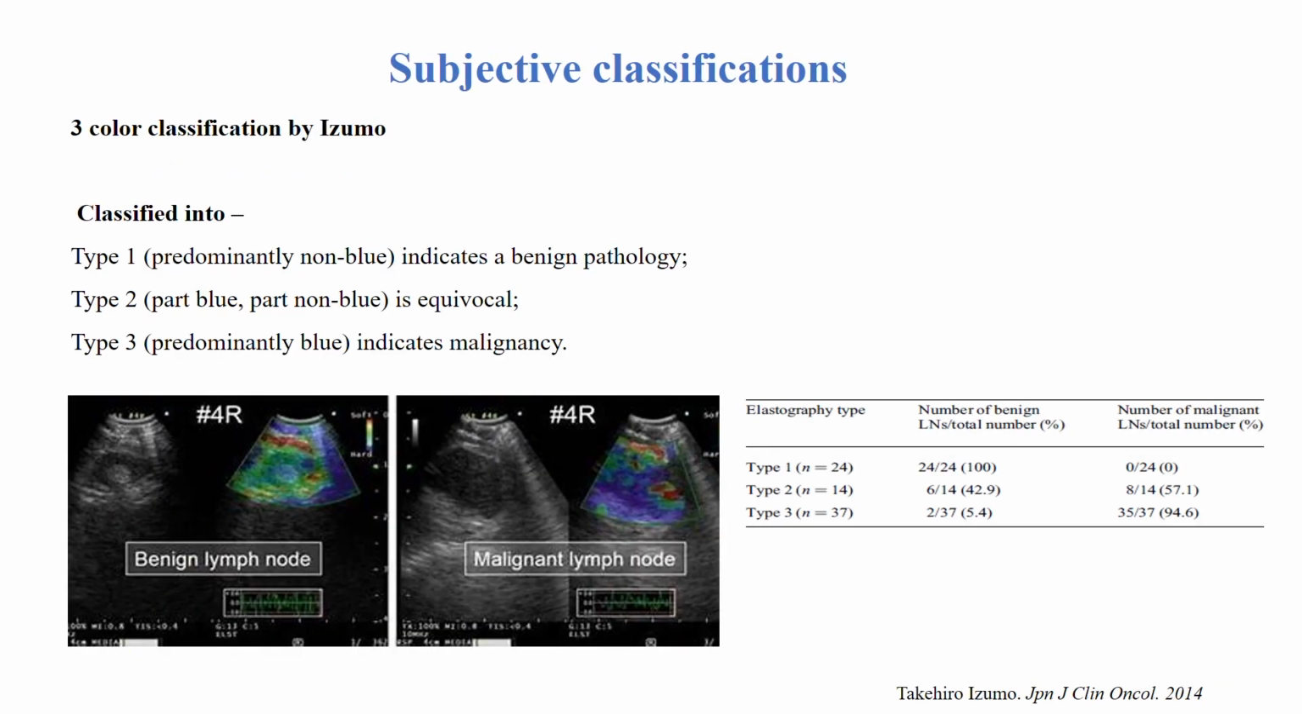So when we move to the color classification, or the subjective classification, the most commonly used is the one proposed by Professor Izumo. We have 3 different patterns: type 1, which is predominantly a non-blue pattern, which indicates a benign pathology; and type 2, which shows a part blue and a part non-blue pattern, and generally it is equivocal, it can be benign or it can be malignant. And when we have a predominantly blue pattern, as you can see from the images here, it indicates that it is more of a stiff node, and probably it indicates a higher chance of the node being malignant.